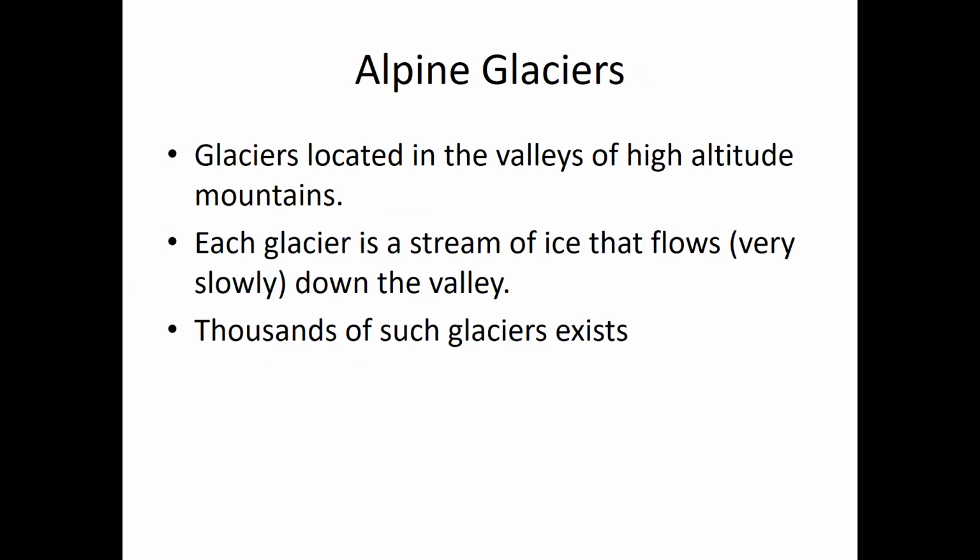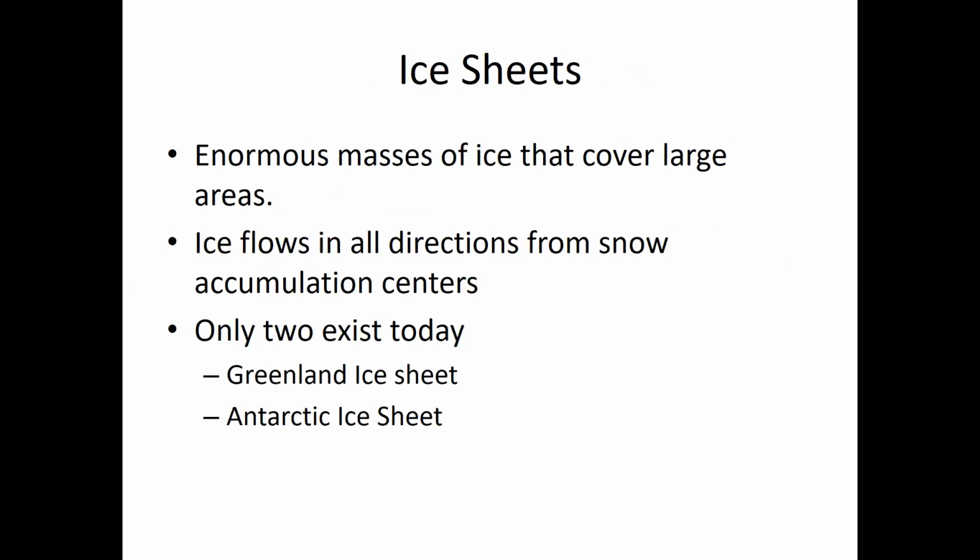So alpine glaciers are glaciers located in the valleys of high altitude mountains. And each glacier is a stream of ice that flows very slowly down the valley. And there's thousands of these glaciers that exist. Ice sheets are these enormous masses of ice that cover large areas. Unlike alpine glaciers that flow down the valley, ice sheets flow in all directions that move away from where the snow is accumulating, the accumulation centers. There's only two ice sheets that exist today, the Greenland ice sheet and the Antarctic ice sheet.